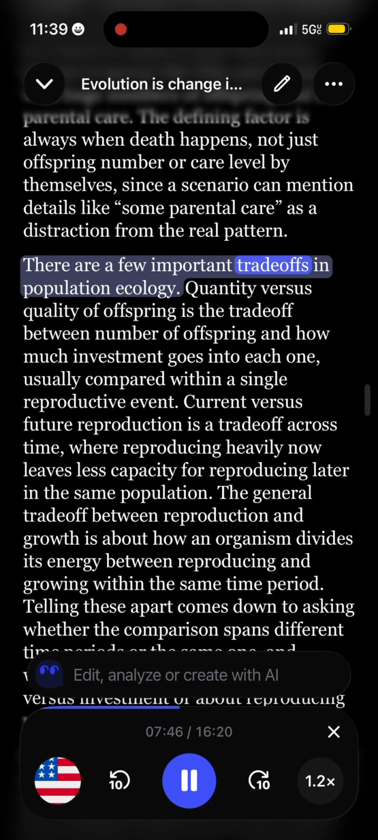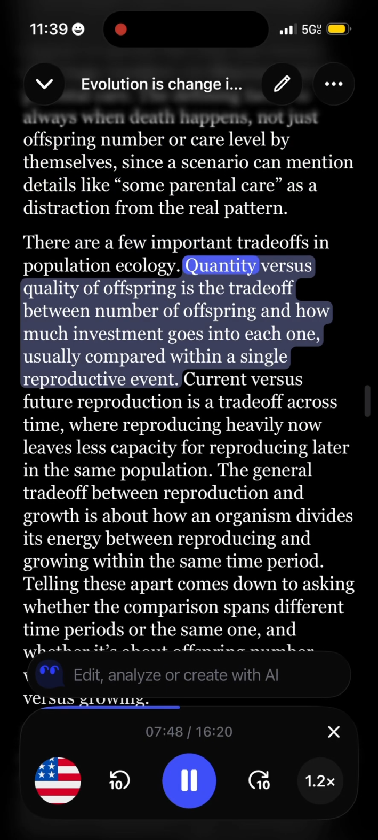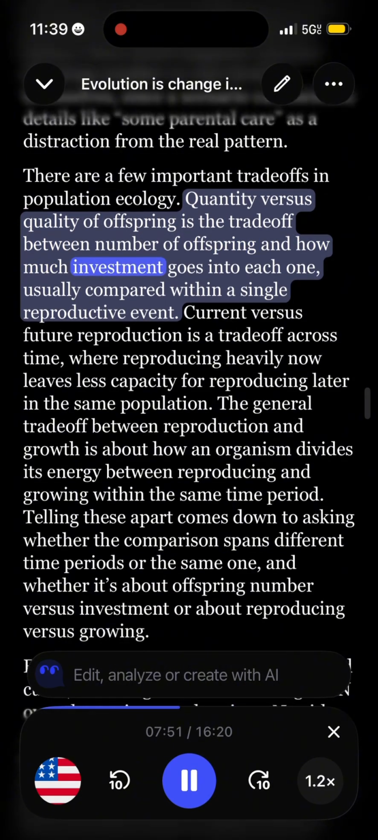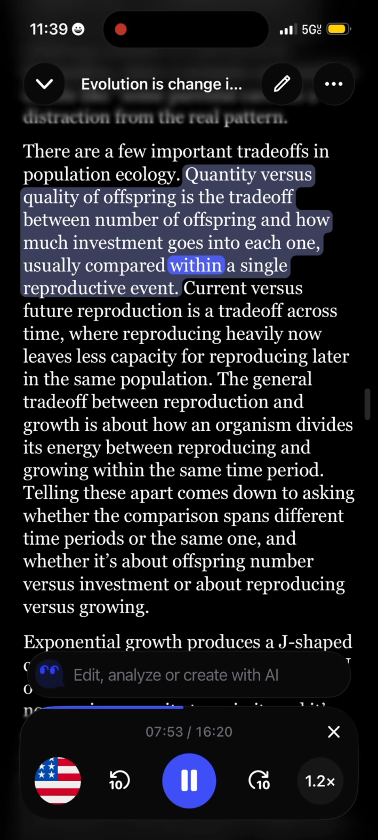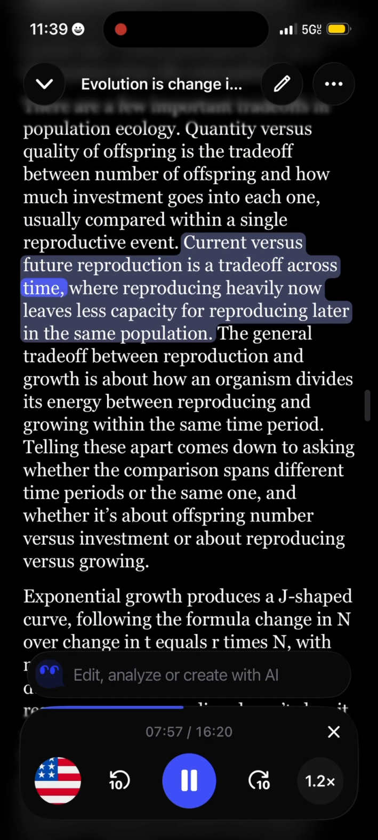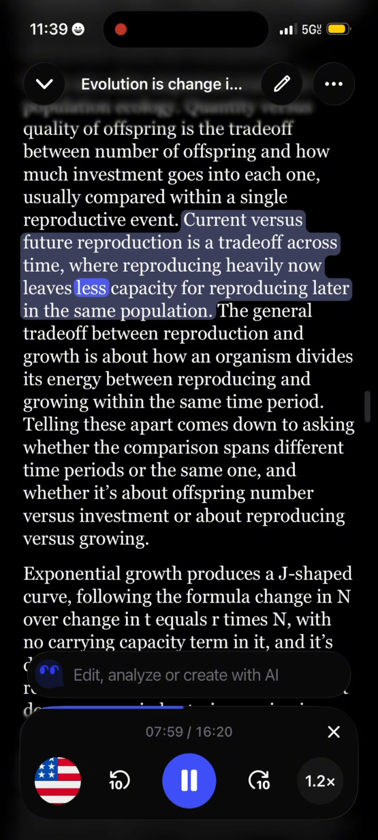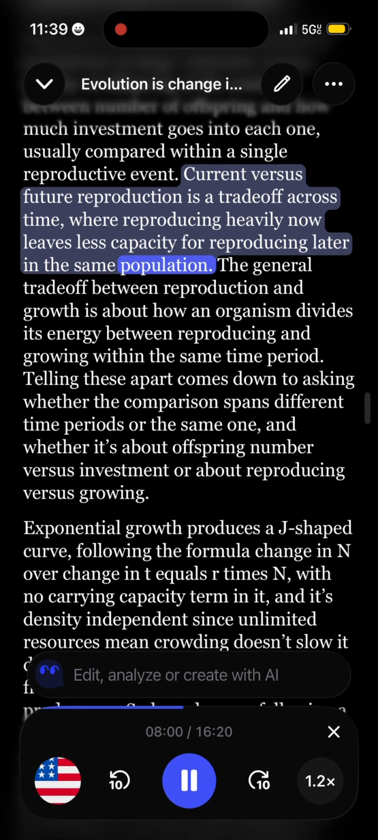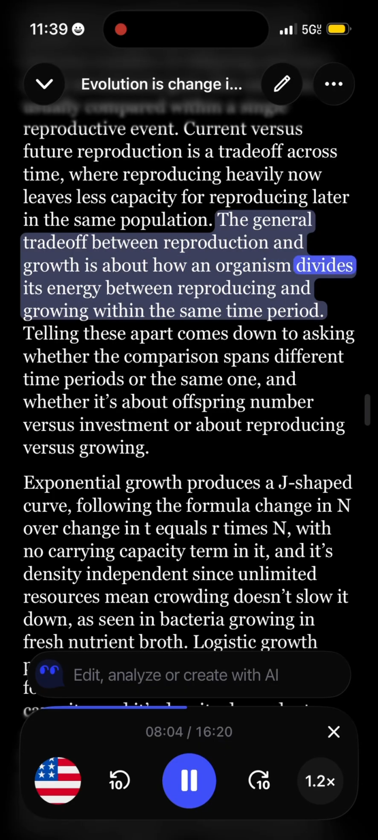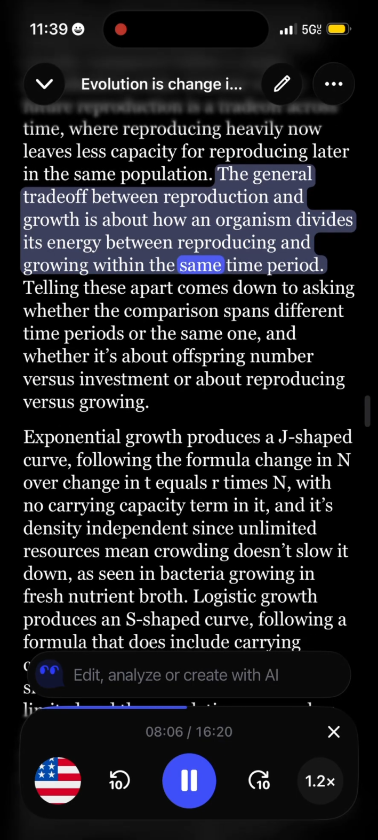There are a few important trade-offs in population ecology. Quantity versus quality of offspring is the trade-off between number of offspring and how much investment goes into each one, usually compared within a single reproductive event. Current versus future reproduction is a trade-off across time, where reproducing heavily now leaves less capacity for reproducing later in the same population. The general trade-off between reproduction and growth is about how an organism divides its energy between reproducing and growing within the same time period.